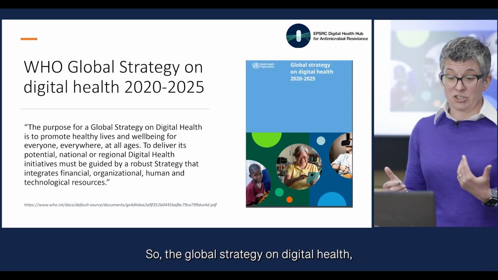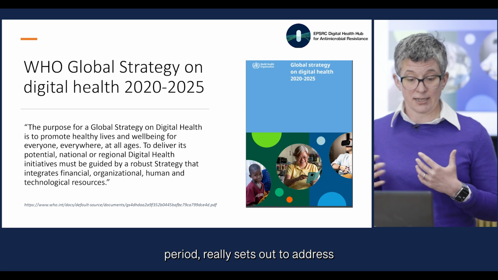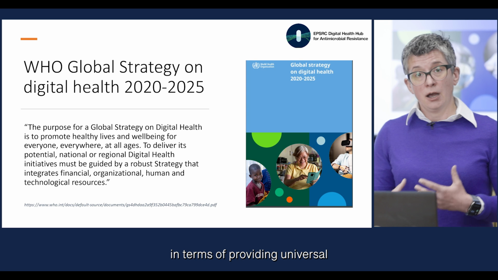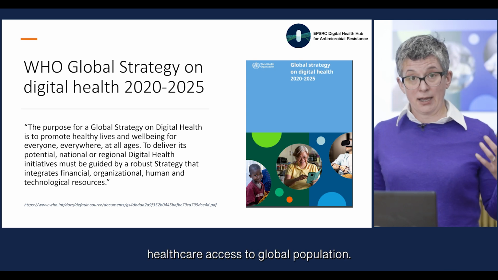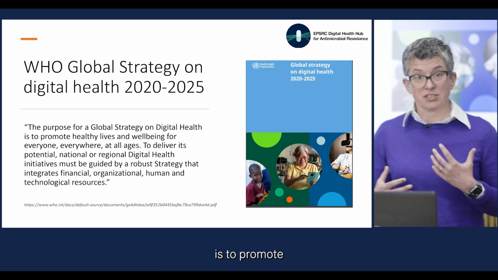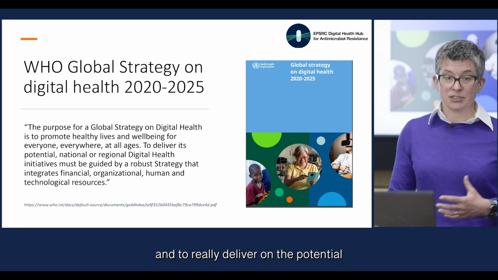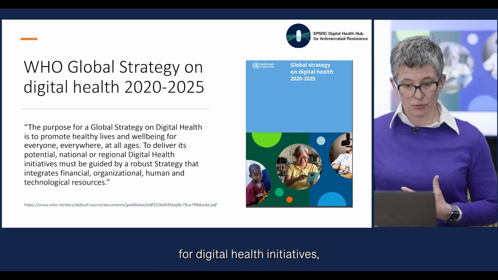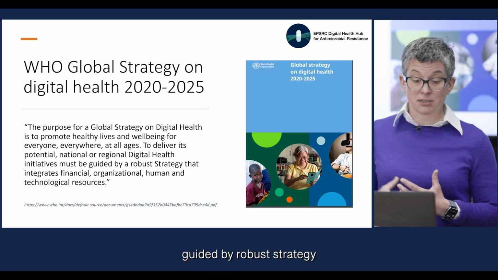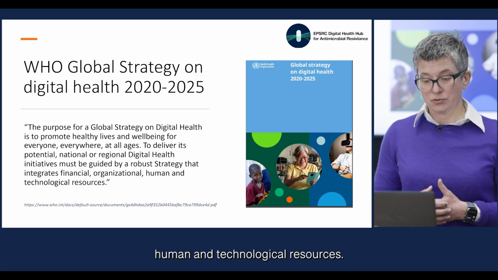So the Global Strategy on Digital Health, which covers this 5-year period, really sets out to address the Sustainable Development Goals in terms of providing universal healthcare access to the global population. And the purpose of this strategy is to promote healthy lives and well-being for everyone, everywhere, at all ages, and to really deliver on the potential for digital health initiatives, but with the understanding that it needs to be guided by a robust strategy that integrates the financial, organisational, human and technological resources.